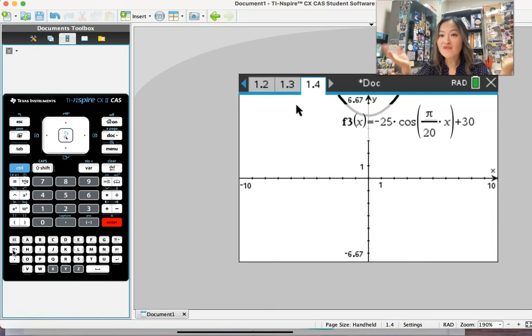You see how the graph is way up there? So what I would suggest you do is, the midline is 30. Y equals 30. You know that the maximum, the highest it goes, is 55 because you're adding the amplitude. And the lowest it'll go is 5 because you're going to go down 25.